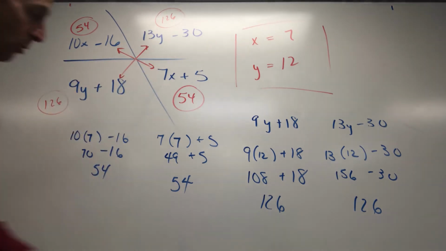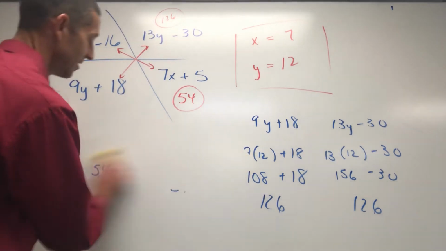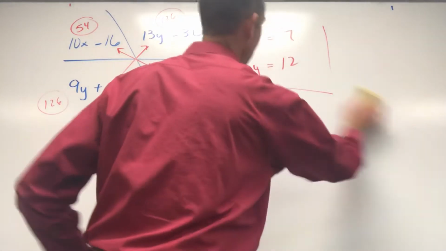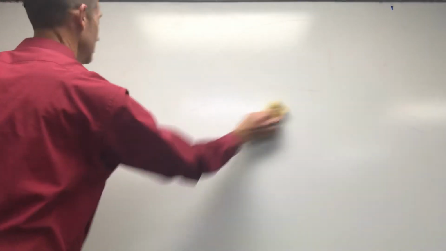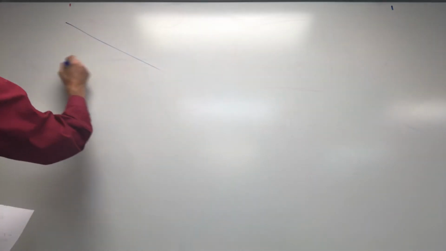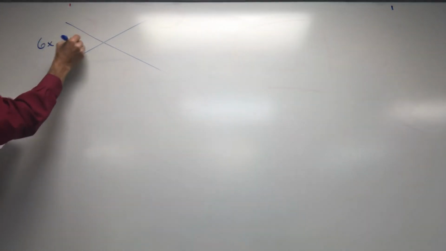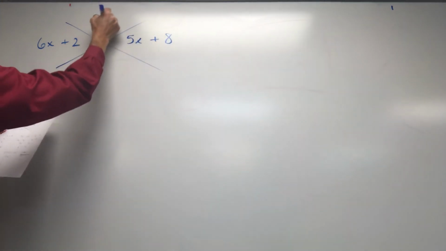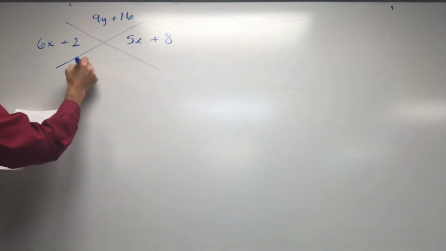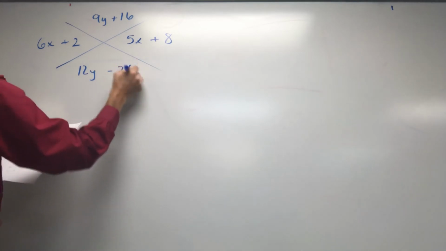All right, let's try one more of these. Double algebra setups for your vertical angles. Let's try another one. Okay, here we go. 6x plus 2, 5x plus 8, 9y plus 16, well, y is 26.